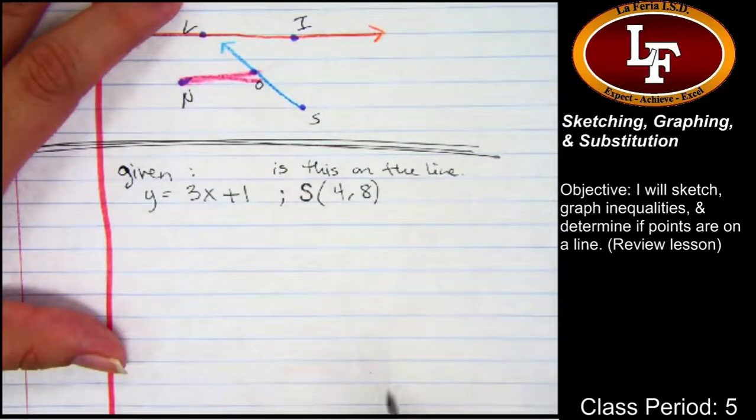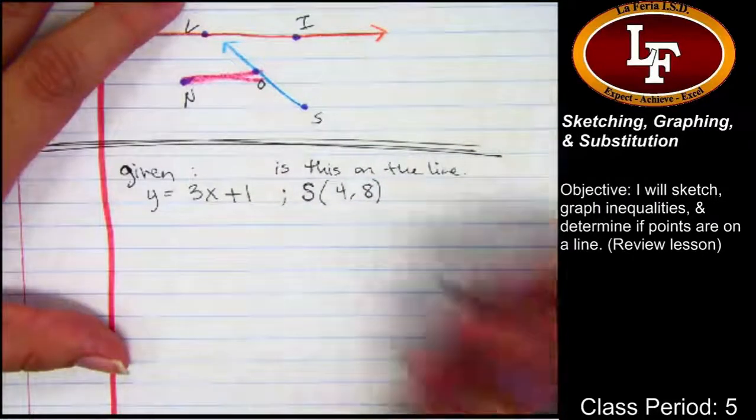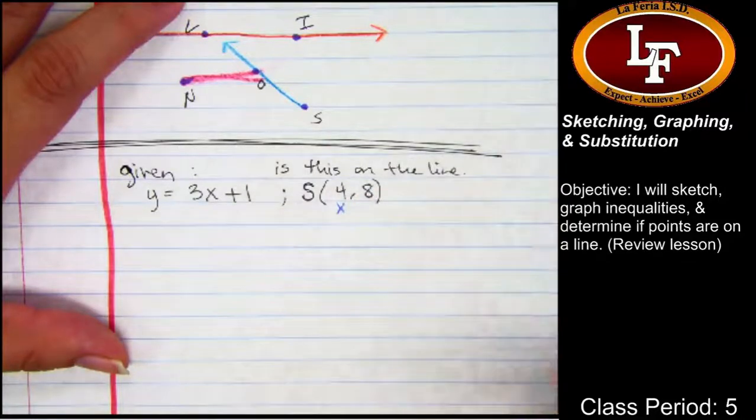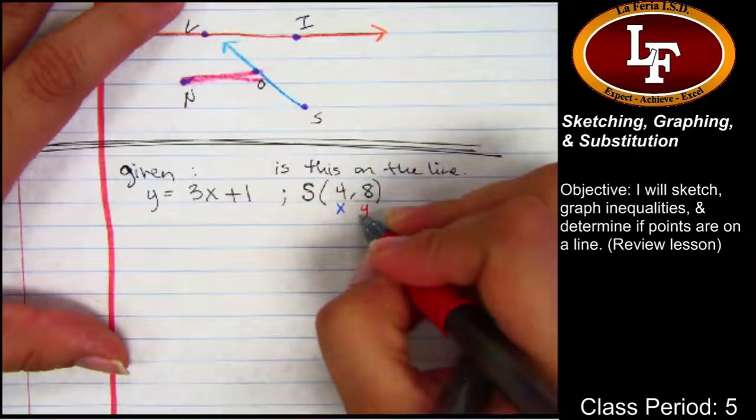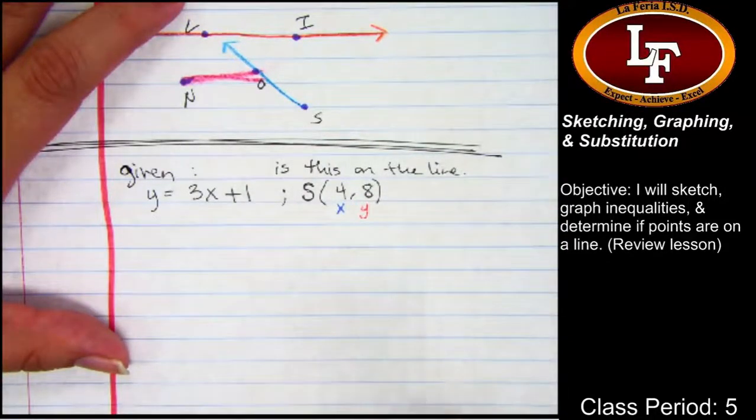Here's how we find out. We want to use substitution. This is my x coordinate. This is my y coordinate. Everywhere I see an x, I'm going to put that number. Every time I see a y, I'm going to put that other number. Make sense? All right, let's do it.